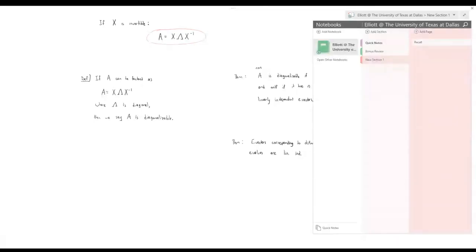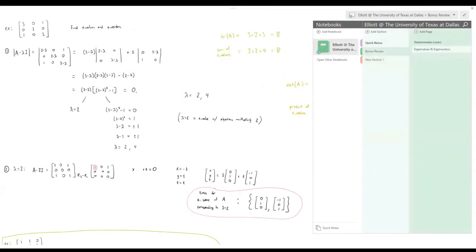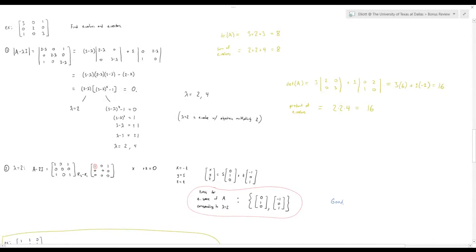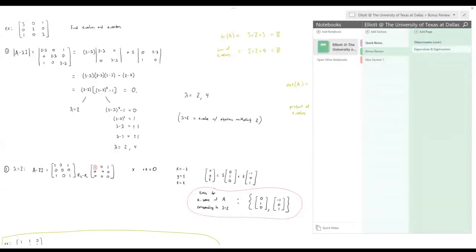Okay? So when I was saying that in this example, when you get the eigenvector corresponding to lambda equals 4, it would be independent of these two. And that's because these two correspond to a different eigenvalue. So if the eigenvectors correspond to different eigenvalues, then they're going to be automatically linearly independent.